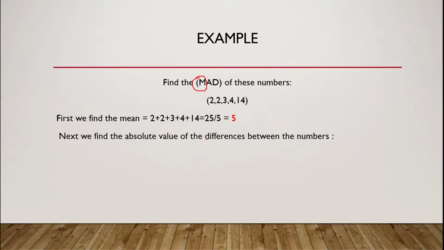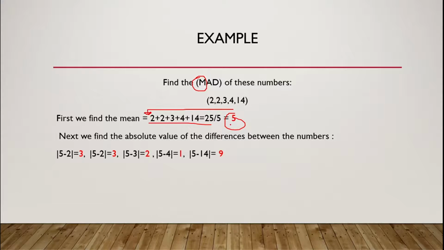Next we'll find the absolute value of the differences between the numbers. If you didn't understand, I'm pretty sure this will make it clearer. You're going to have 5, which is the mean, and the numbers are all here. So we're going to have 5 subtracted by 2, then 5 subtracted by 2 again, then by 3, then by 4, but in absolute value, so the number always comes out positive.